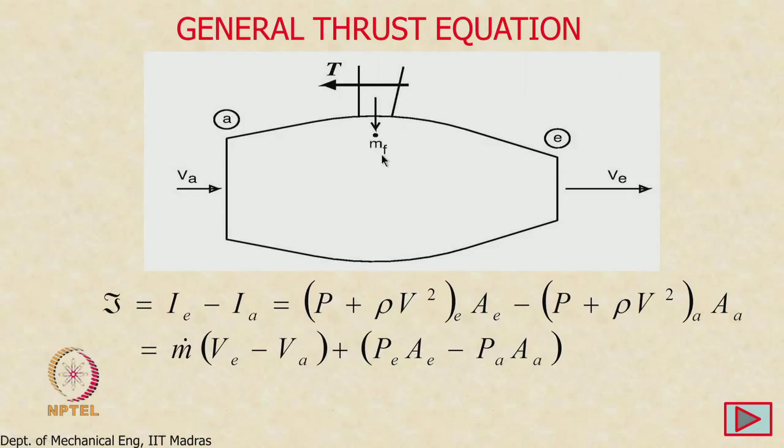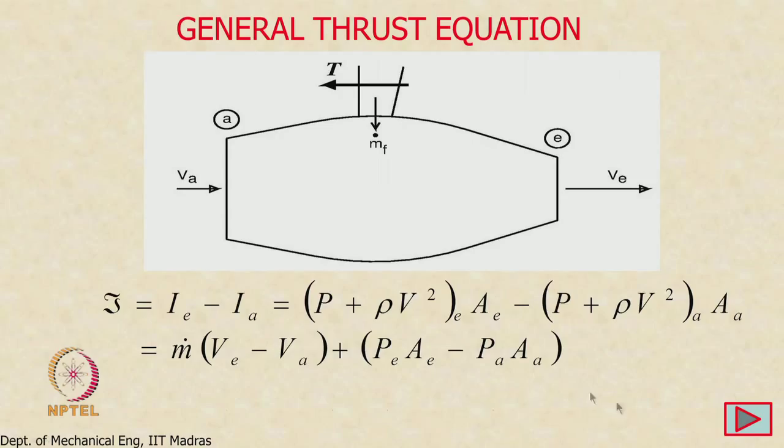Usually the air mass flow rate that goes through the engine is of the order of about 500, 600 or even more, 700 or 1000 kilograms per second, whereas the fuel flow rate is of the order of probably a few grams per second. So, we can easily ignore this and use this expression.